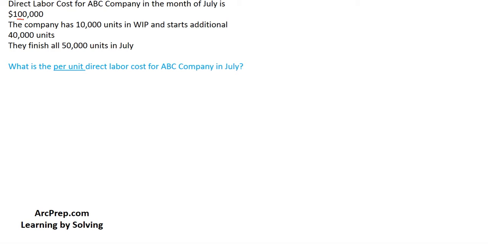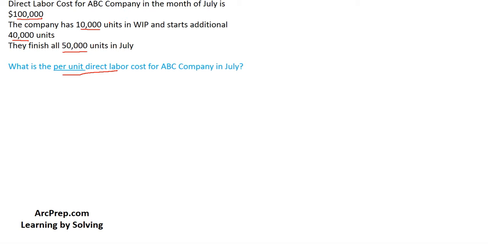Now I'm spending the same $100,000. This time I have a beginning inventory of 10,000, and I'm starting additional 40,000 units. And I am finishing all the 50,000 units. That means there is not going to be an ending work in process inventory. Now I need to calculate per unit direct labor cost for this problem.